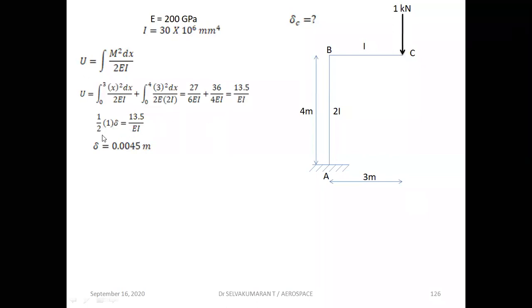W is 1 kilonewton. So delta is equal to, after substituting all these values here, okay, everything is in kilonewton and meter, and E should be in kilonewton per meter square, and I should be in meter to the power 4. Hence, the delta is equal to 0.0045 meter. That is the vertical deflection at C.